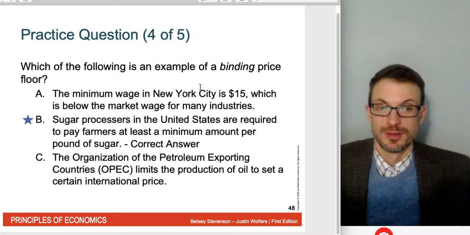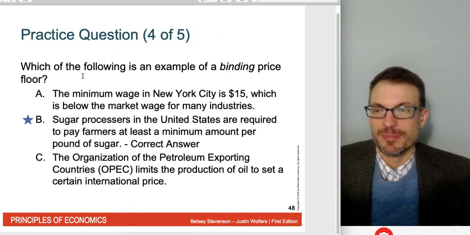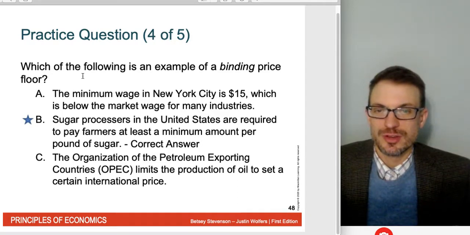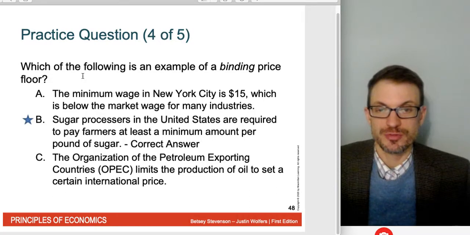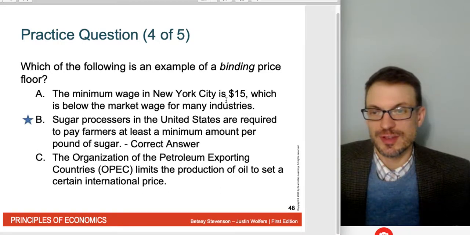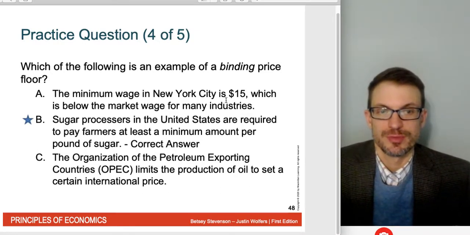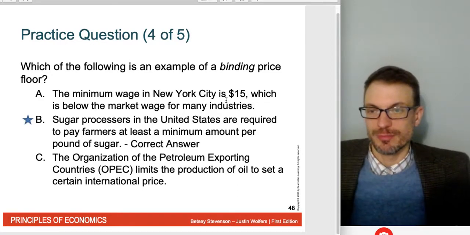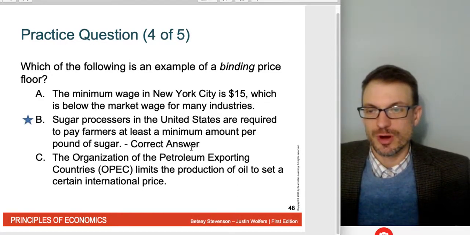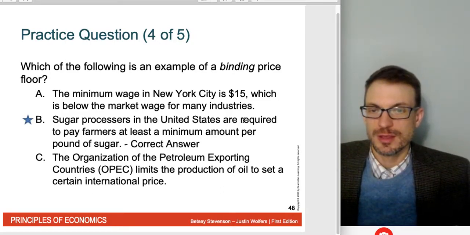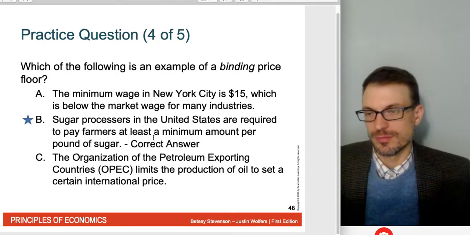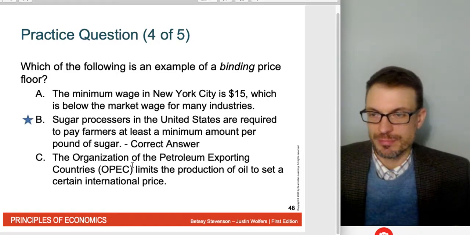All right, good. So which of the following is an example of a binding price floor? Minimum wage in New York City is $15, which is below the market wage for many industries. Well, that's a wage, that's a price, and it's a price floor. But it's not a binding price floor because we're told the minimum wage is $15 and the market wage is much higher. And so therefore, it's not having an effect on the market. Sugar processors in the United States are required to pay farmers at least a minimum amount per pound of sugar. Yes, that would be the best example of a binding price floor.